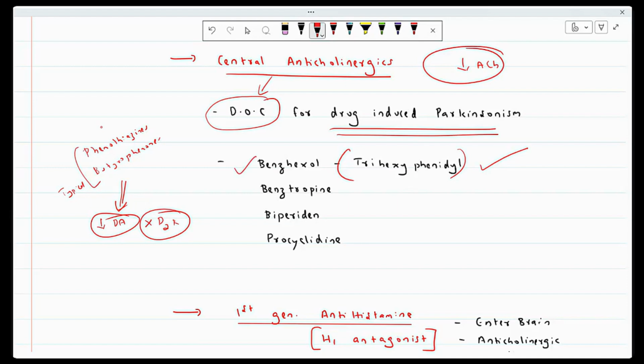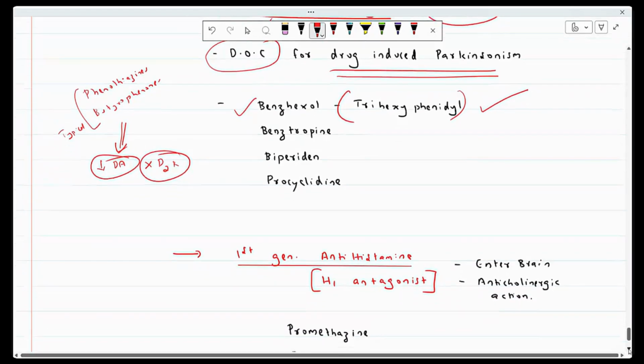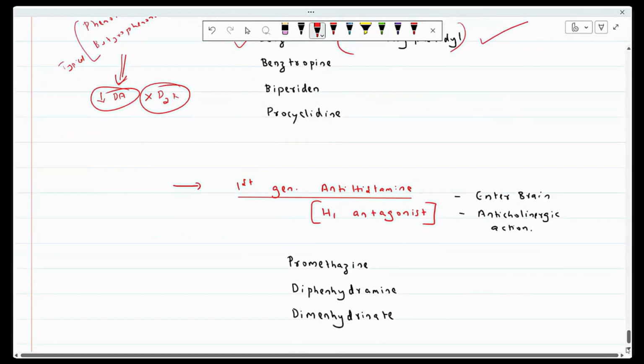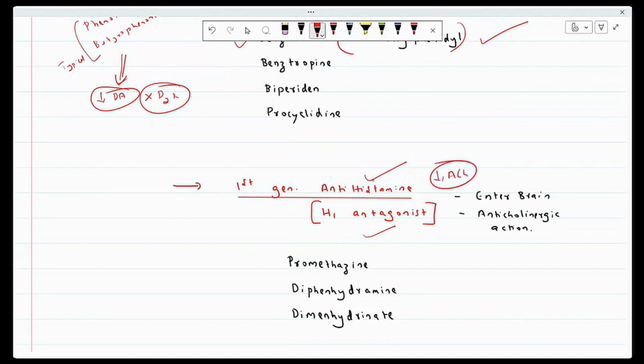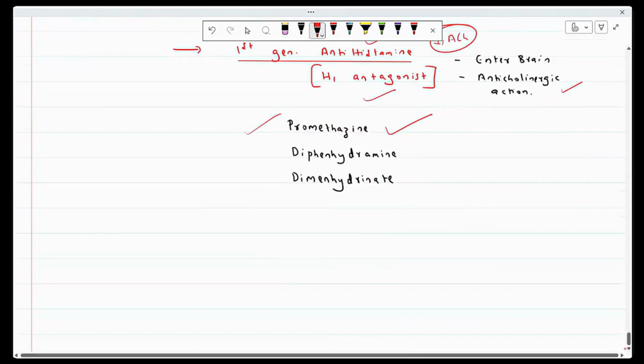Hope it is clear. Now, since these drugs are very expensive and not available in many places, we have certain antihistamines, H1 antagonists, which have anticholinergic action. They can also decrease the acetylcholine level. The main example is promethazine, diphenhydramine, dimenhydrinate, because they have anticholinergic action. So central anticholinergics are the drug of choice for drug-induced Parkinsonism. If not available, you can use promethazine kind of drug. Hope it is clear. So with that, we have come to the end of the treatment of Parkinsonism.